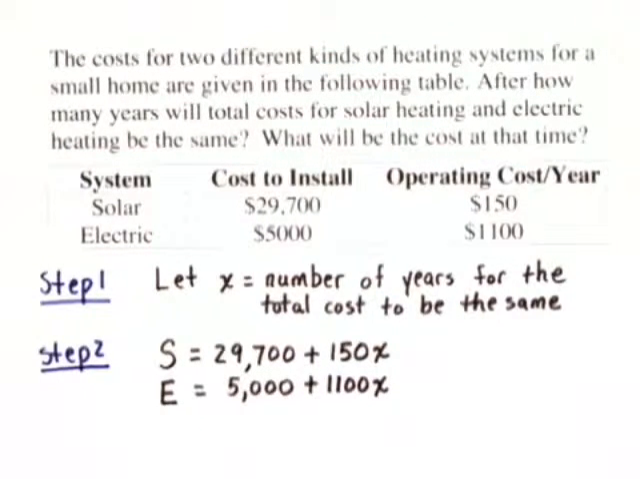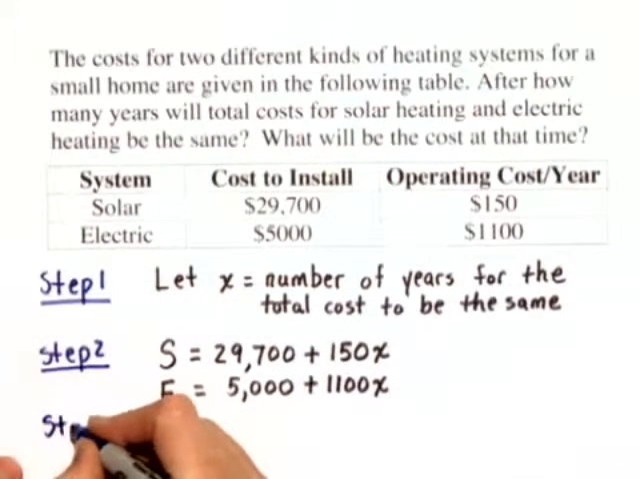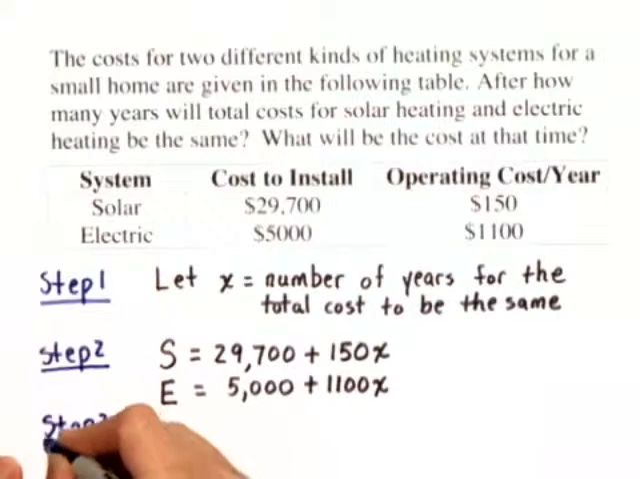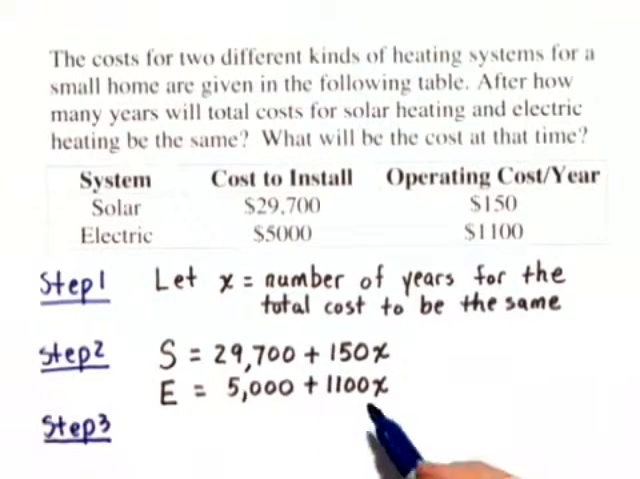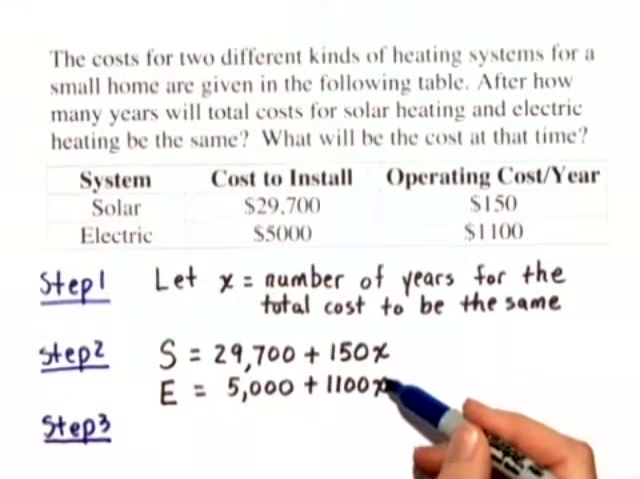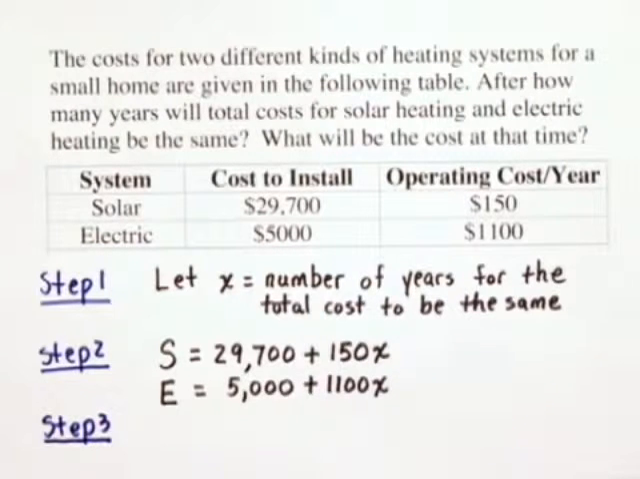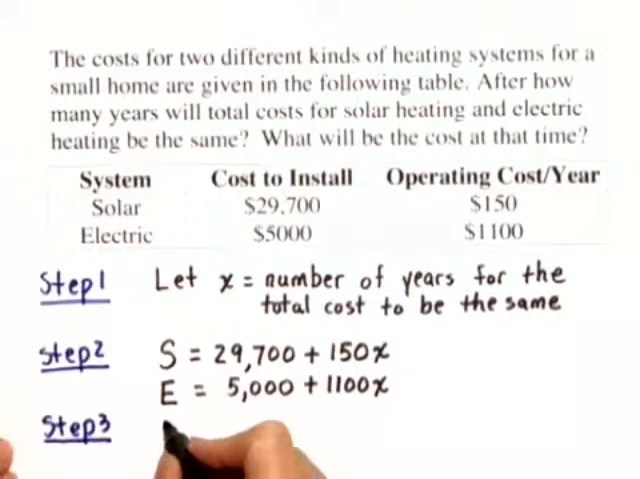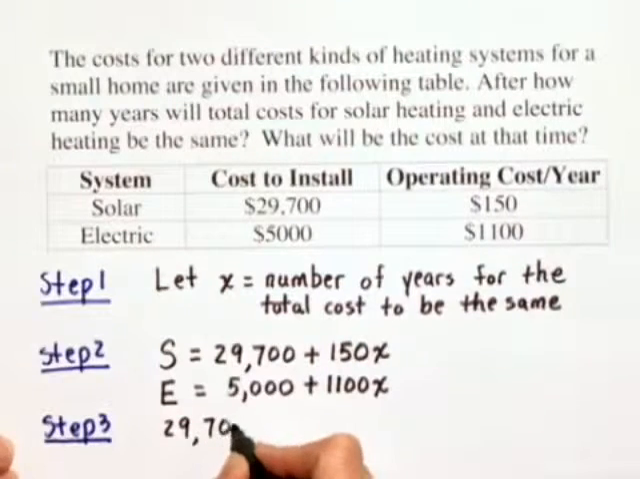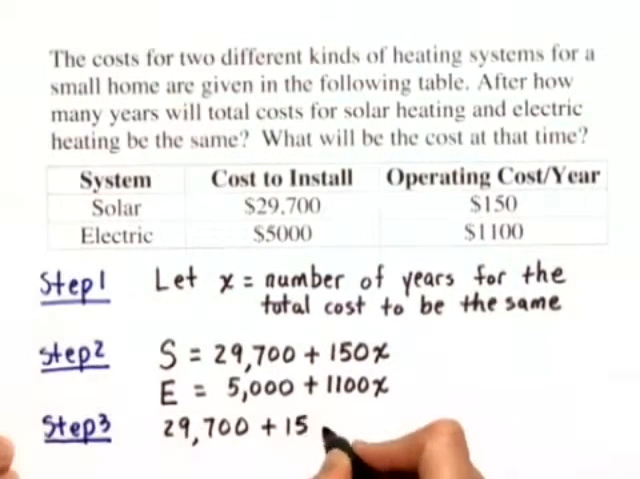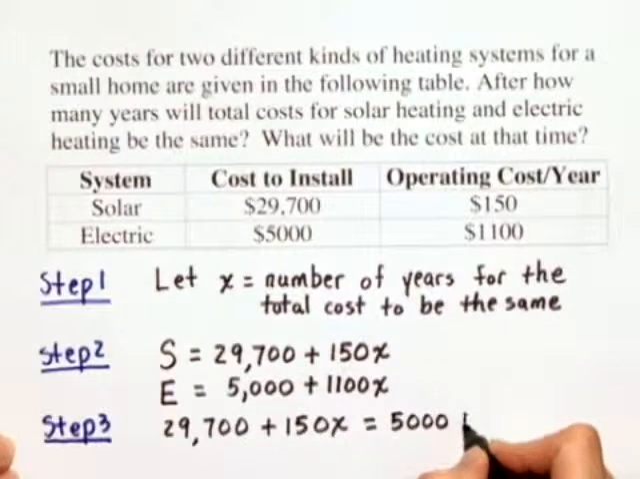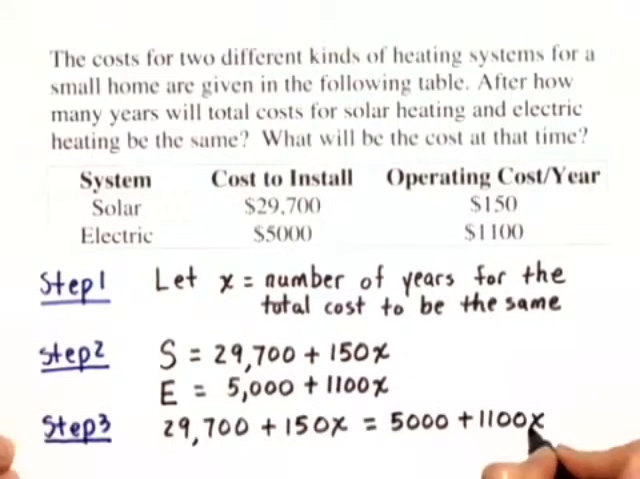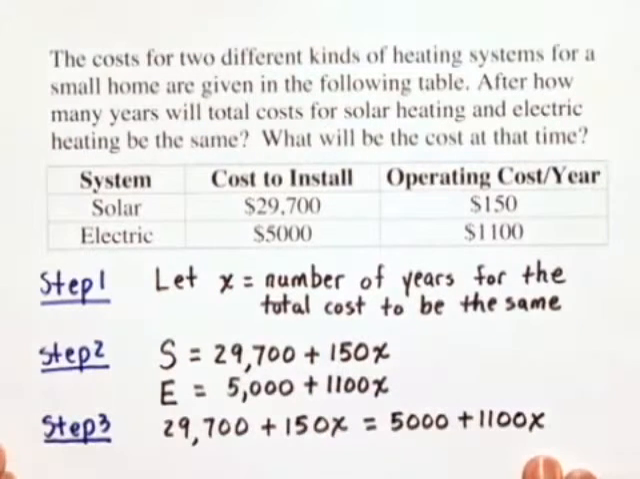Now, in step 3, we want to write an equation in x that models these conditions. Because we're really asking after how many years will the total cost for solar and electric heating be the same, we can really just set these two quantities equal to each other. We have 29,700 plus 150x equals 5,000 plus 1,100x. This is the equation that we need to solve.